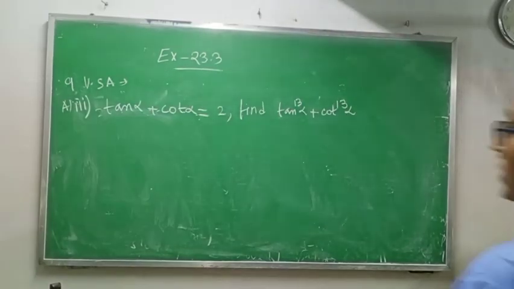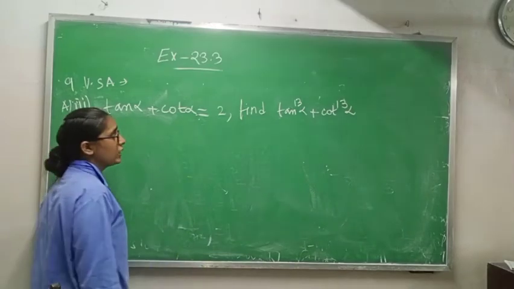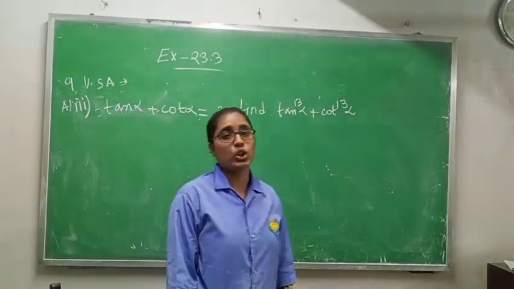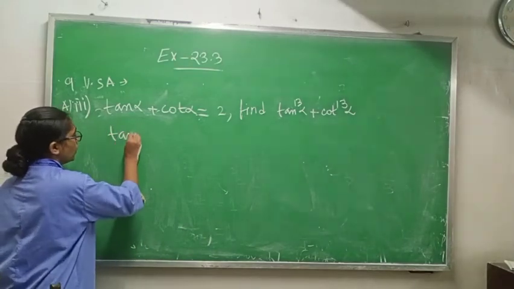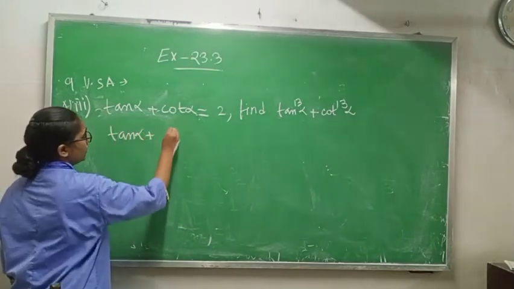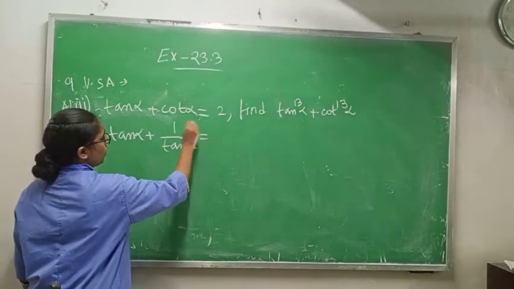Class 10, question number 9A3. It is given tan alpha plus cot alpha equals 2. Find tan to the power 13 alpha plus cot to the power 13 alpha. How will you do this one? You will convert cot to tan. Cot alpha is nothing but 1 by tan alpha. So I am converting this cot to tan.